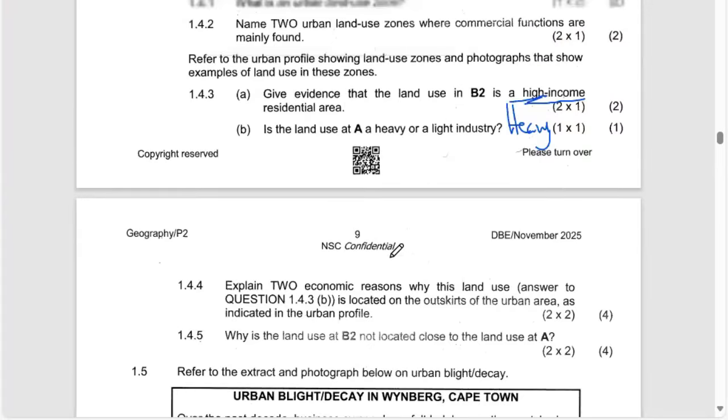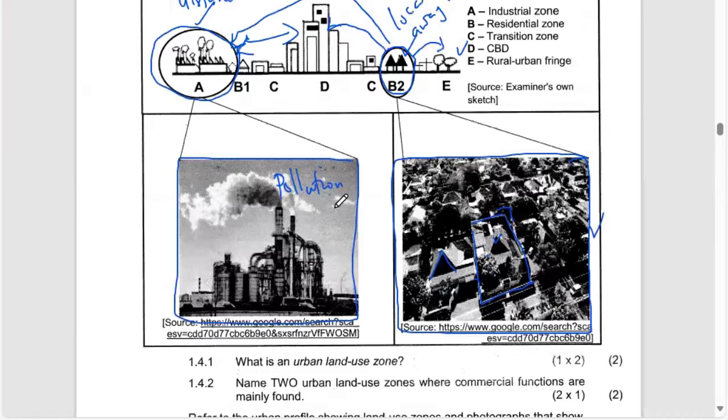Explain 2 economic reasons why this land use, or answer to question 1 for 1, is located on the outskirts of the urban area as indicated. Right, we are saying, why do we locate on the outskirts? One reason is they cause high levels of pollution, air pollution, and also they cause noise pollution. And also they need space. The space is not available close to the CBD. They need large space and the space is unavailable.